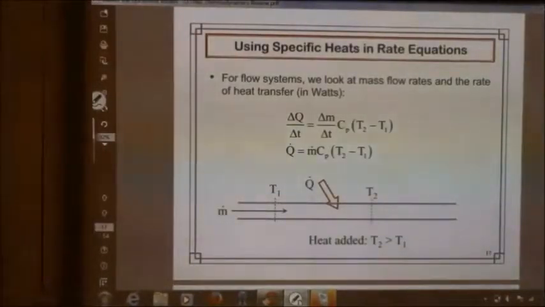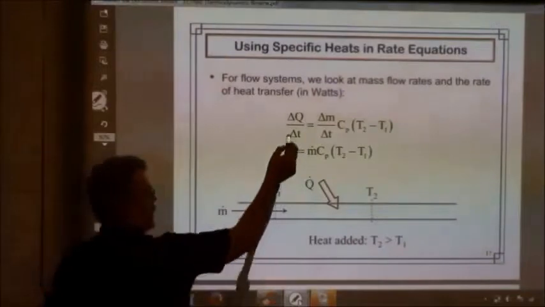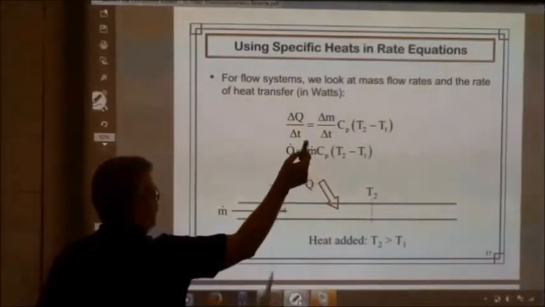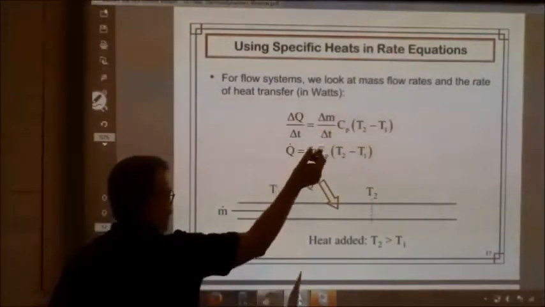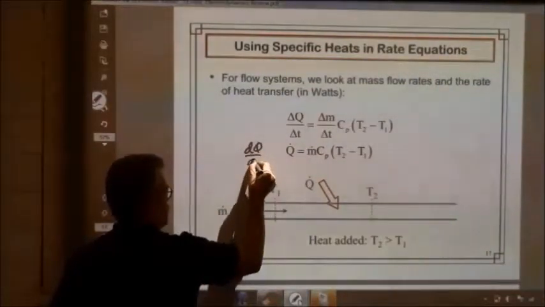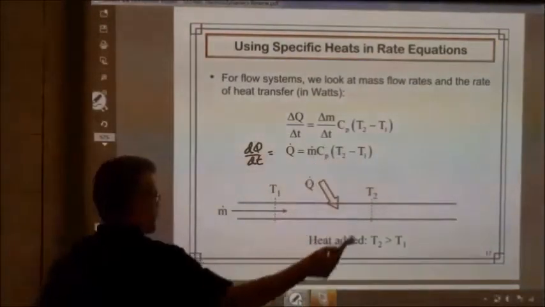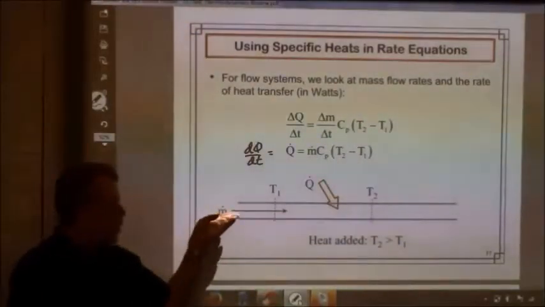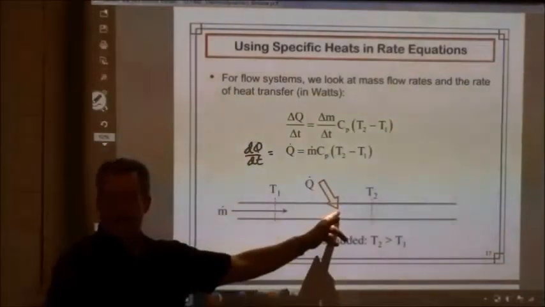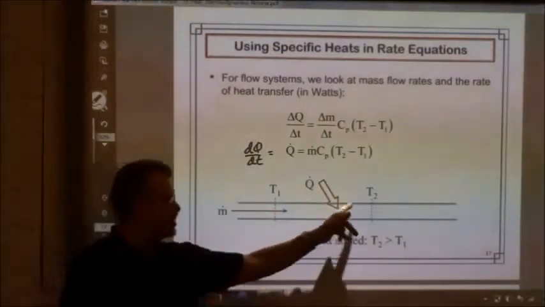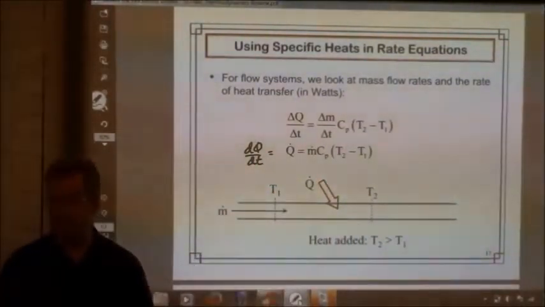Now for flow systems, we look at the mass flow rate. So dQ/dt, which is in units of energy per second, you'd have Q dot, which is dQ/dt, equal to m dot cp (T2 minus T1), where m dot is the mass flow rate. So here you have water, for instance, or some kind of fluid flowing through a pipe. You have thermal power coming in, and you've got an initial temperature and a final temperature. And since we're adding heat, T2 is greater than T1. So this is an example of a flow system.